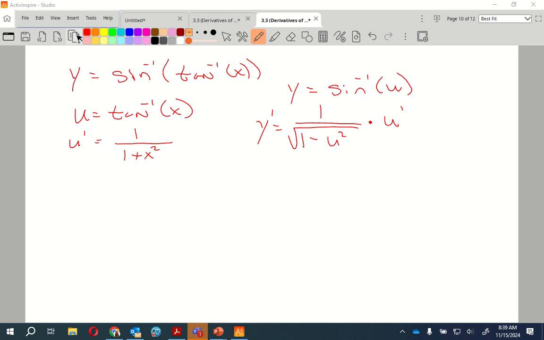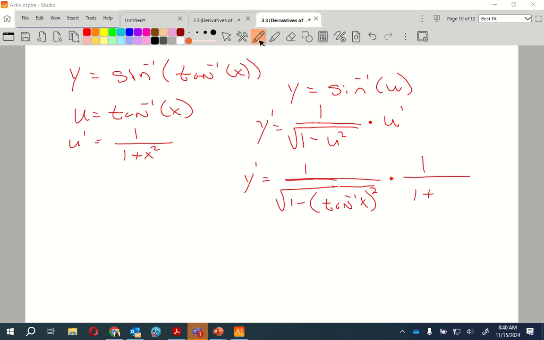And let's go through and put it back. So I get y prime is equal to 1 over the square root of 1 minus, in parentheses, inverse tangent of x, squared, times u prime, which is 1 over 1 plus x squared. So it looks pretty ugly, doesn't it?